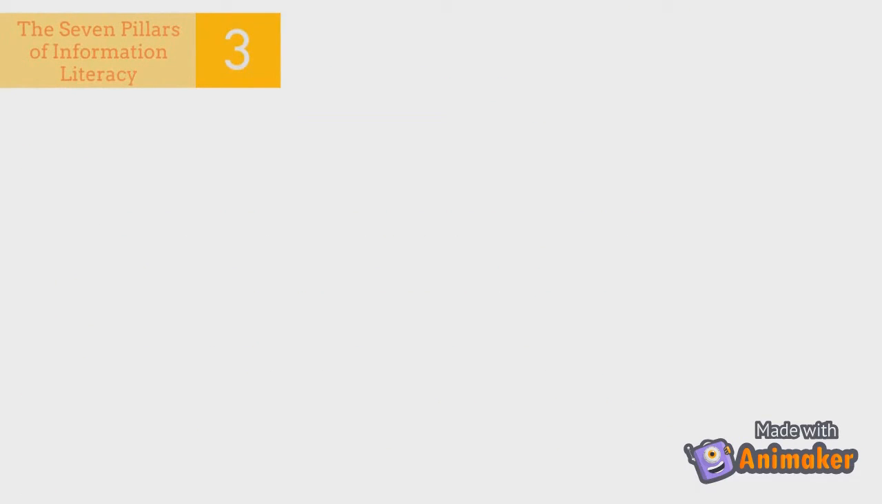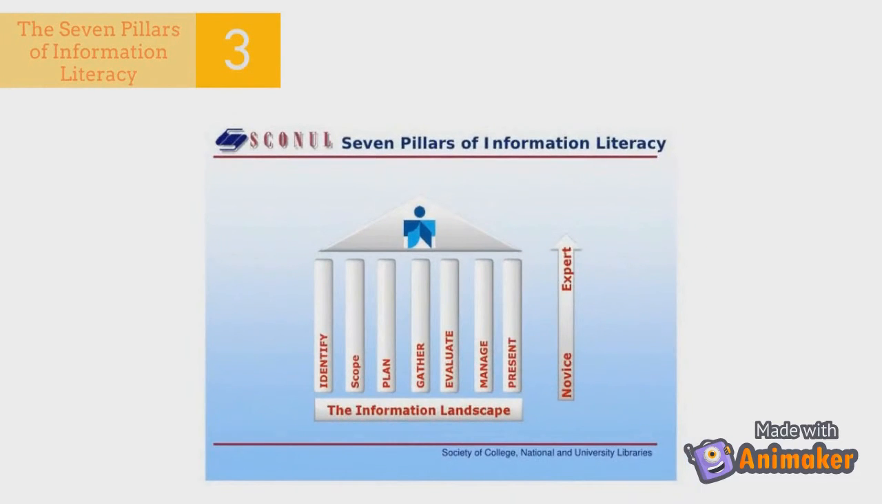The third model is the 7 pillars of information literacy. Bent and Stubbing proposed this model in 2011. This model is the core of information literacy development in higher education, which consists of 7 core skills and competences. The 7 pillars are so called the information landscape. These are the abilities that are important for information literacy, including identify, scope, plan, gather, evaluate, manage, and present.